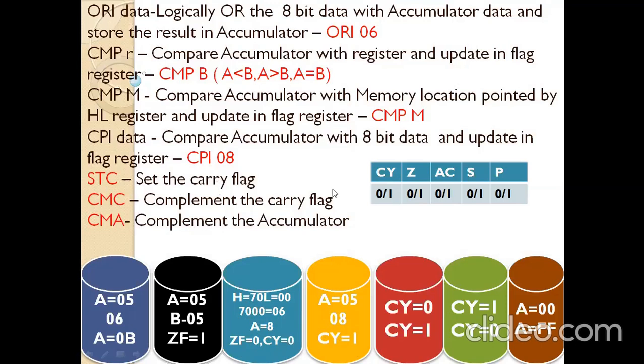STC, set the carry flag: if the carry is 0 it will make it 1, and if it is already 1 it stays 1. CMC, complement the carry flag: if the carry flag is 1 it will make it 0, and if it is 0 it will make it 1. Complement the accumulator is the NOT instruction. CMA will complement the value in the accumulator.